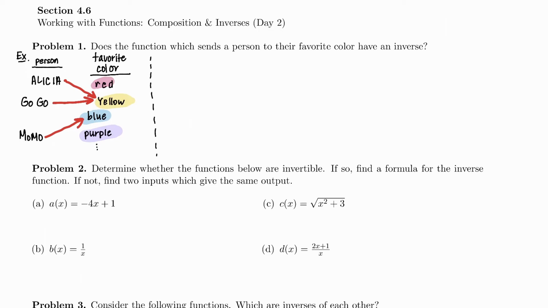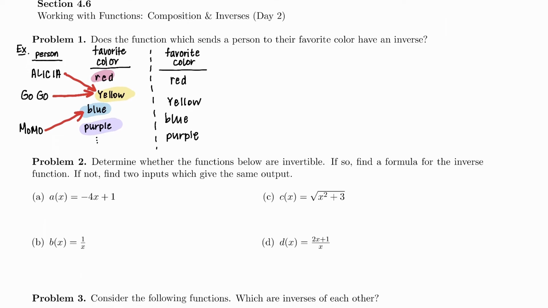So what I want to do is try to make an inverse for this. So on the left column, we're going to have favorite color. So red, yellow, blue, purple, etc. And then in the other column, we're going to have person. So Alicia, Gogo, Momo.